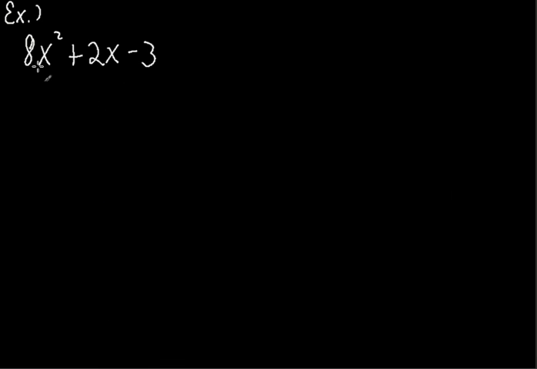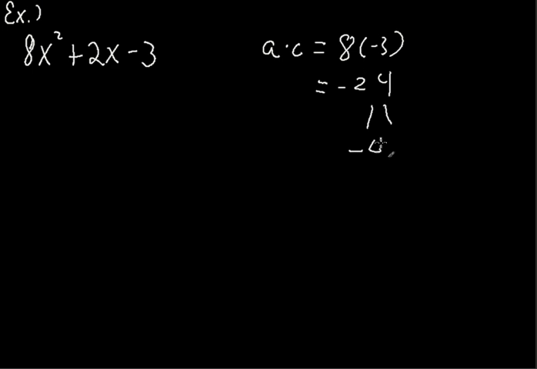In this example, we have 8x squared plus 2x minus 3. Is there a greatest common factor between 8, 2, and 3? No. So I'm going to have to use the AC method because I can't get rid of the 8. So 8 times negative 3 is negative 24. Now I need the factors of negative 24, which add to positive 2. Let's see, 24's got quite a few factors. I'm thinking that must be negative 4 and 6. If you add these together, you get 2. If you multiply them, you get negative 24.